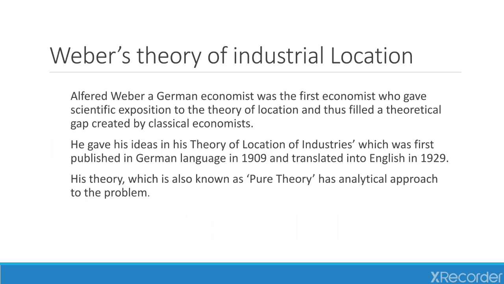His theory of industrial location was first published in the German language in 1909 and then translated into English in 1929. His theory is also known as pure theory, which gives an analytical approach to the problem. The basis of his theory is the study of general factors which pull an industry towards different geographical regions, and thus it is a deductive approach. In his theory, he has taken into consideration factors that decide the actual setting of any industry.